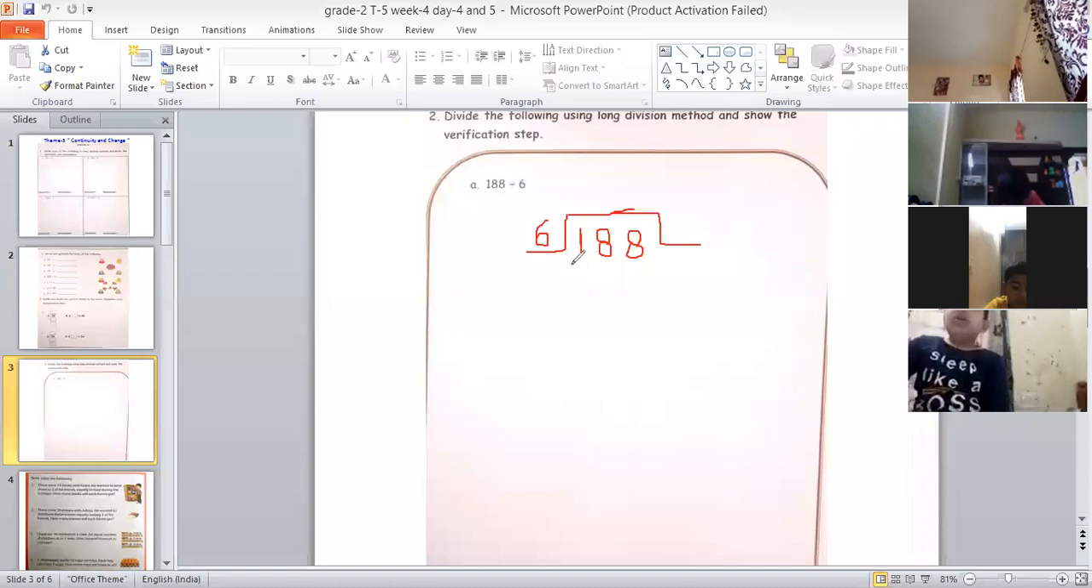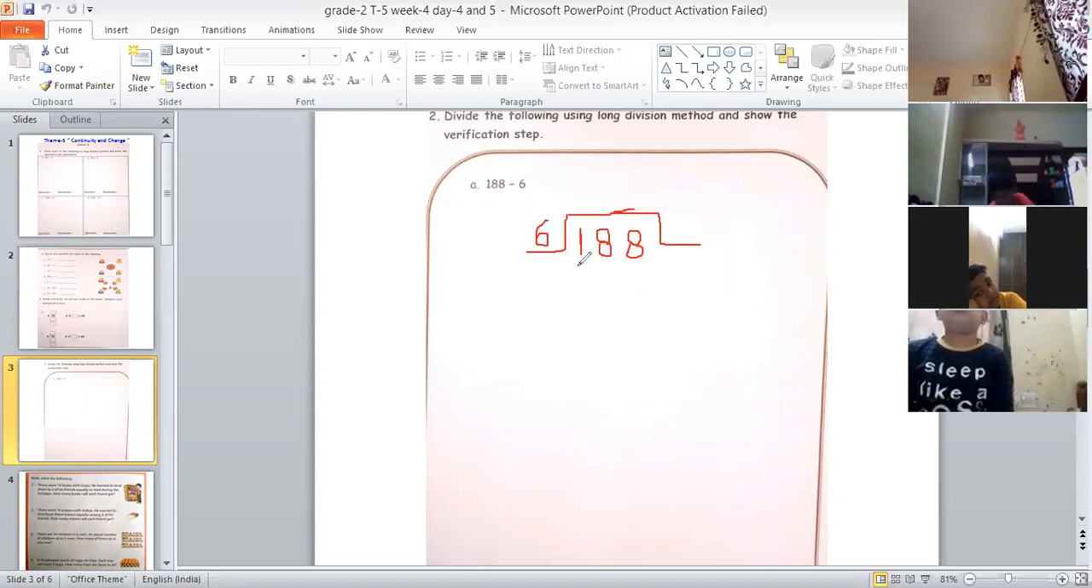Now, if you compare this 1 with the number outside, that is 6, you will see that 1 is always smaller than 6. So we won't get 1 in the 6 table, as the 6 table starts from 6 ones are 6, right? Moreover, 1 is smaller than 6. So what we will do is we will take this 1 and 8 together, which makes it 18, right?